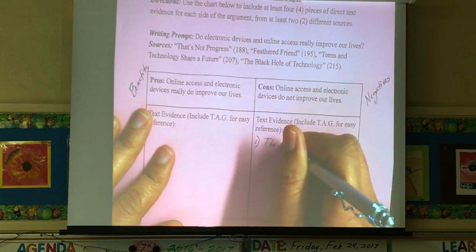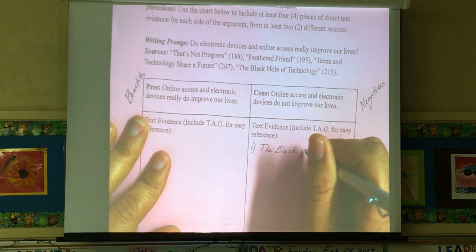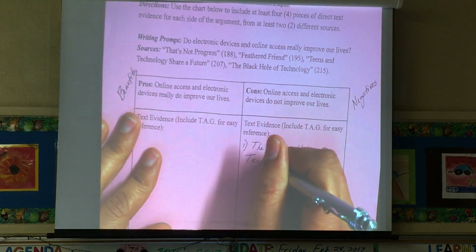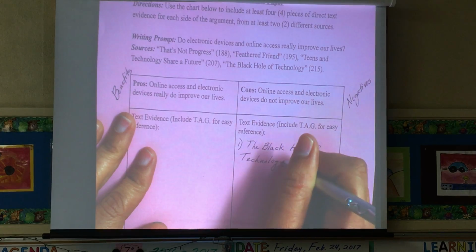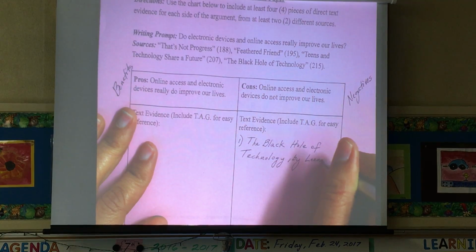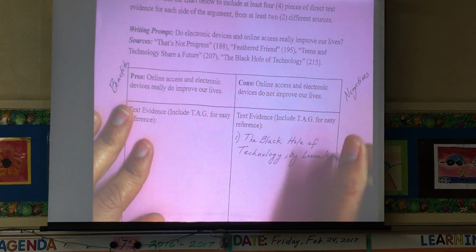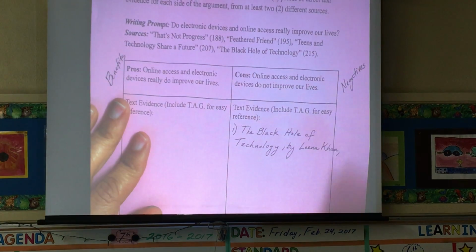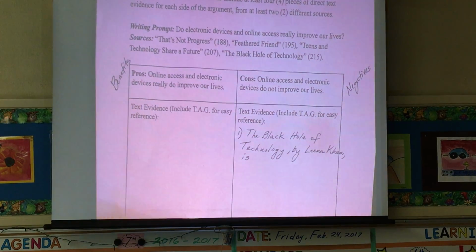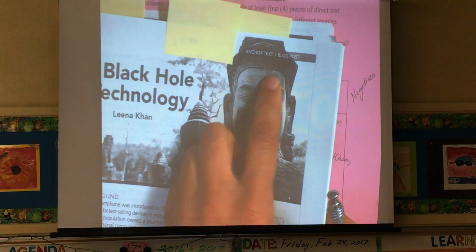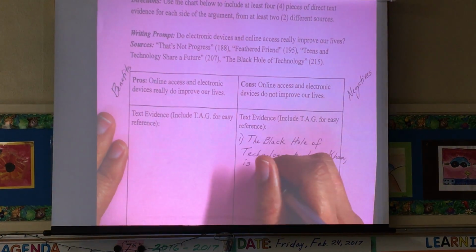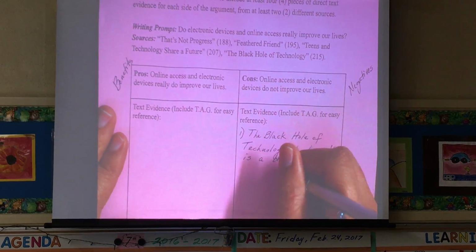The Black Hole of Technology, and the author, by Lina Khan. I'm going to go outside of my box, which is fine. And what is the genre? You can find the genre right here at the top of your text. So it's a blog post.